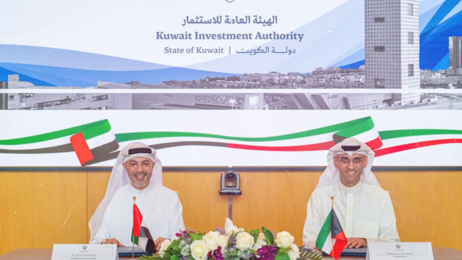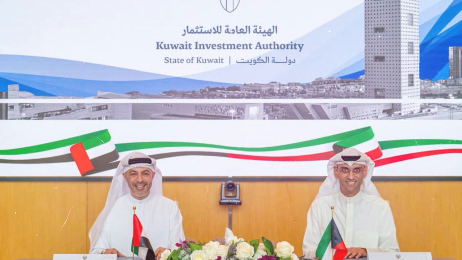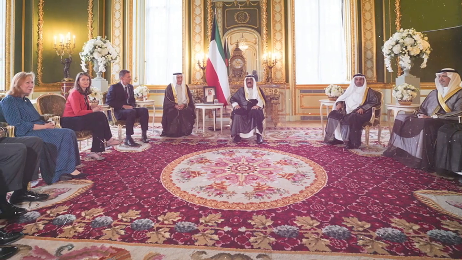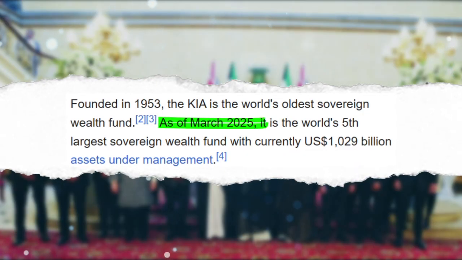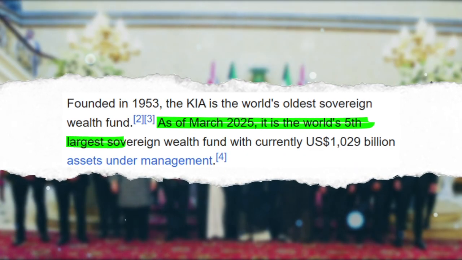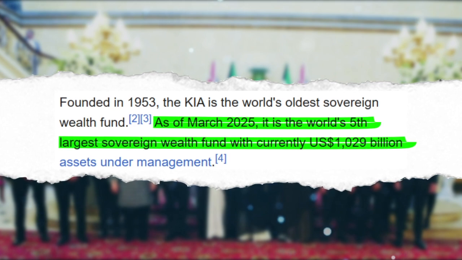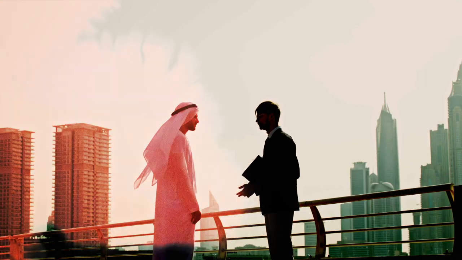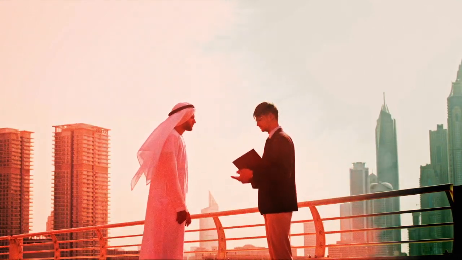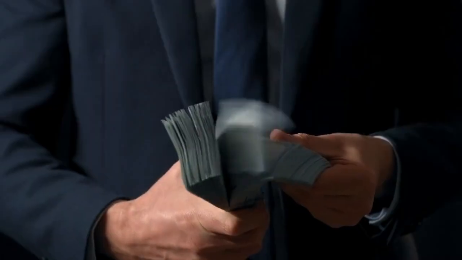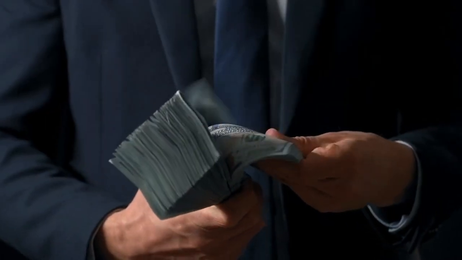Founded in 1953, the Kuwait Investment Authority is the world's oldest sovereign wealth fund. As of March 2025, it is the world's fifth largest sovereign wealth fund, with currently $1,029 billion invested around the world. As a result, everyone wants to hold dinar to invest in Kuwait, which is why the value of the dinar is extremely high.